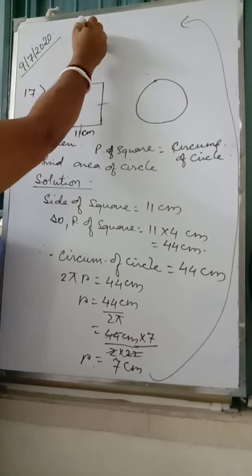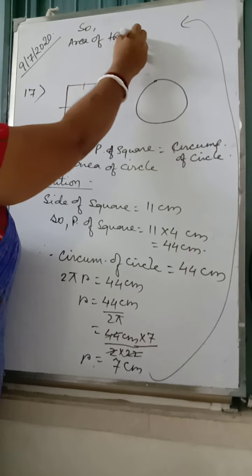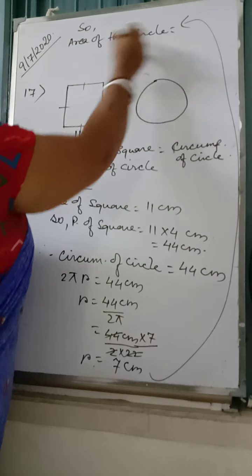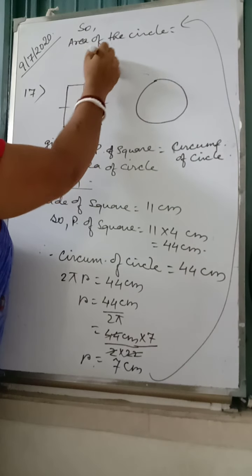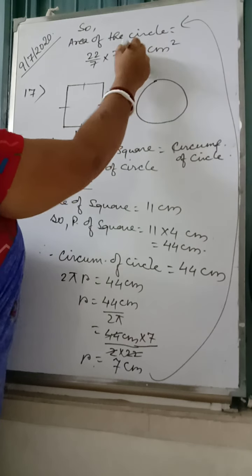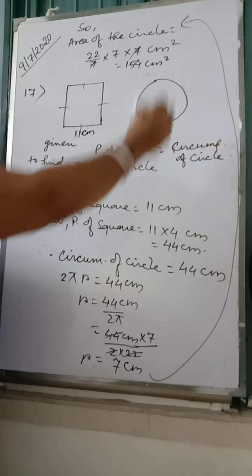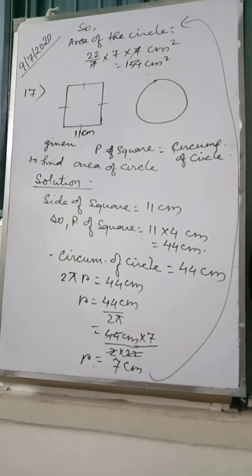So the area of the circle is equal to 22 by 7 into 7 into 7 centimeter square. One 7 is cancelled. 154 centimeter square will be the area for the 17th question. Just please write it.